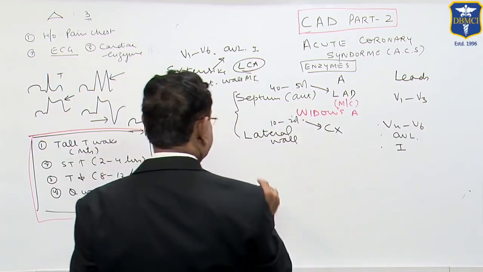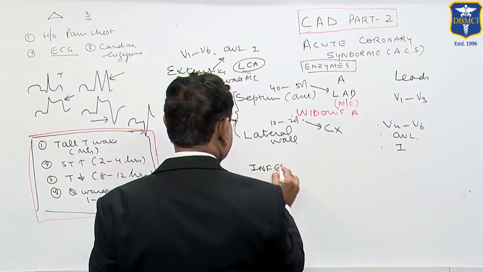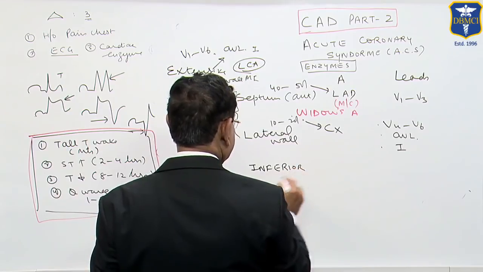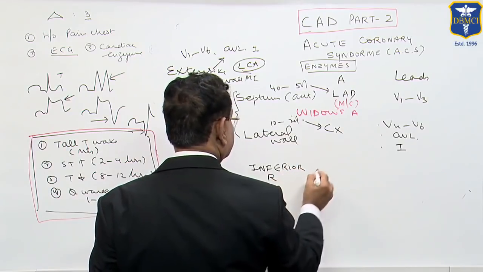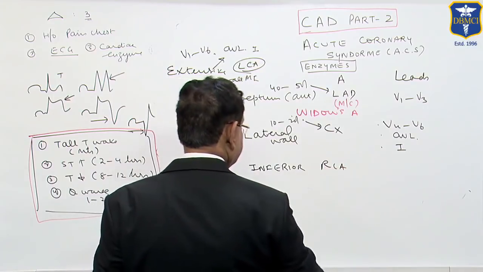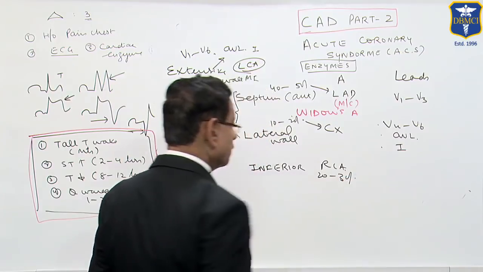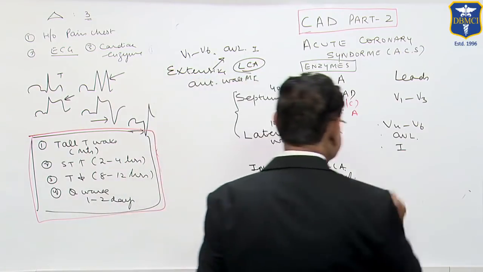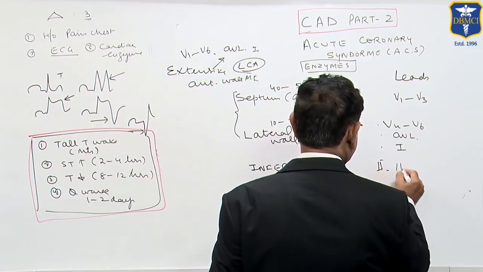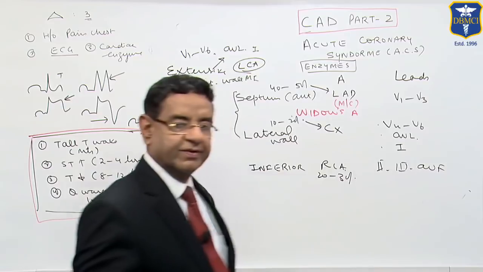Then we have inferior wall. Right coronary artery, involved in around 20 to 30% cases, and that we see in 2, 3, AVF.